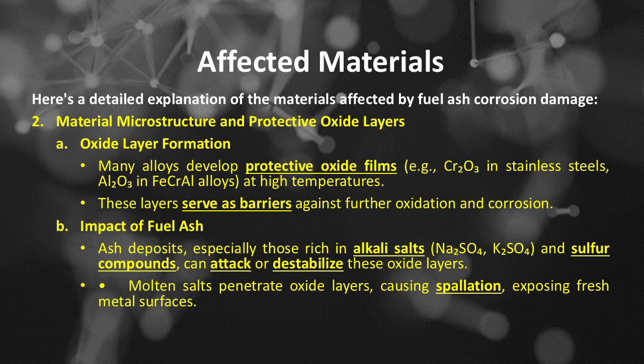Number 2: material microstructure and protective oxide layers. Number A: oxide layer formation. Many alloys develop protective oxide films, such as Cr2O3 in stainless steels, Al2O3 in FeCrAl alloys, at high temperatures. These layers serve as barriers against further oxidation and corrosion. Number B: impact of fuel ash. Ash deposits, especially those rich in alkali salts, Na2SO4, K2SO4, and sulfur compounds, can attack or destabilize these oxide layers. Molten salts penetrate oxide layers, causing spallation, exposing fresh metal surfaces.